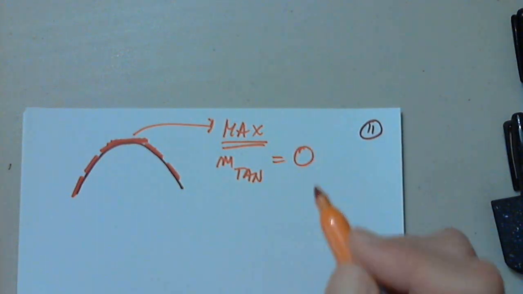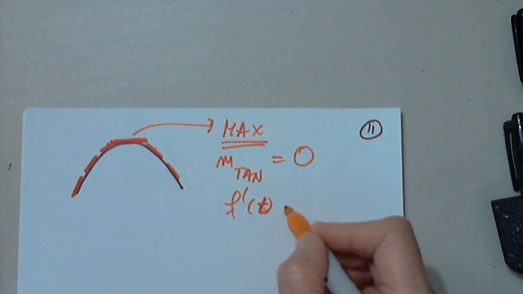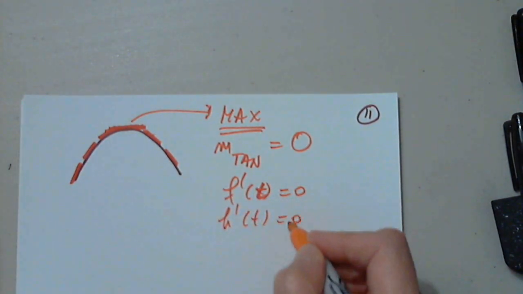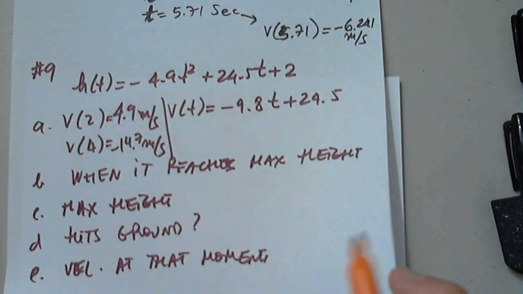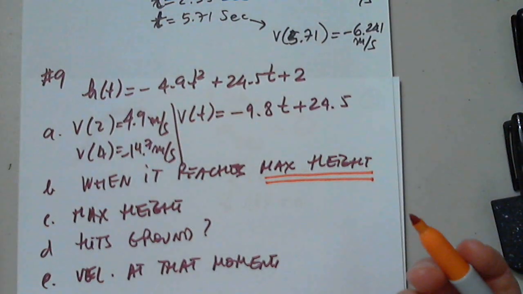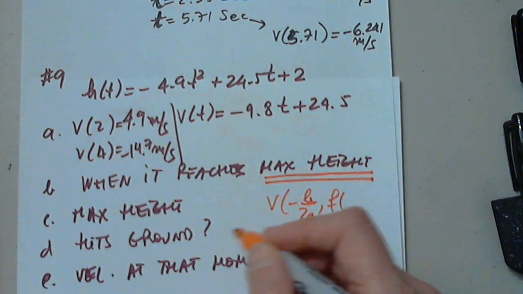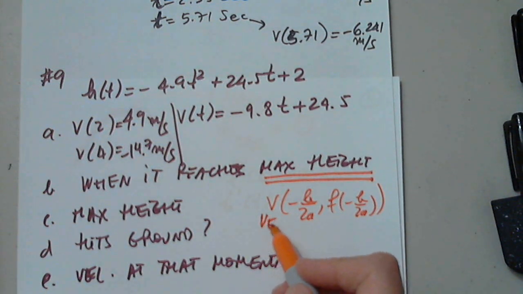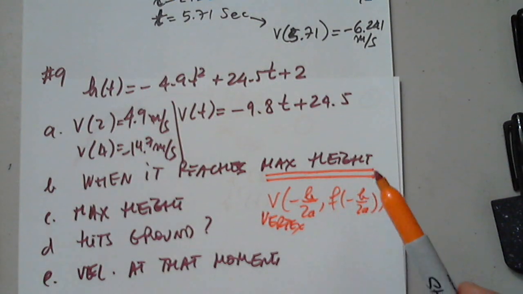Which means f prime of x of t equals 0. Or h, since we have h prime of t. Okay? So in order to find the maximum height, in the past, you would do it with algebra. You would say v of negative b over 2a, and f, or that function at negative b over 2a. This is the vertex that we learned in 3 classes before this one.